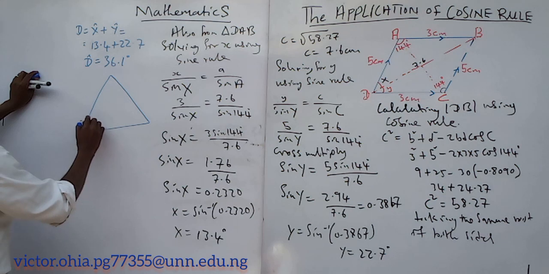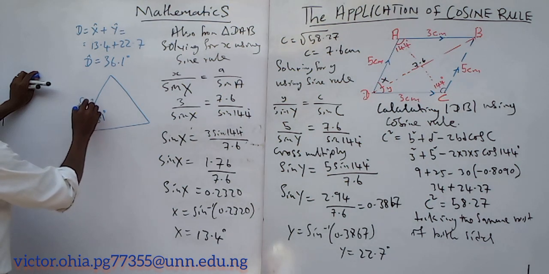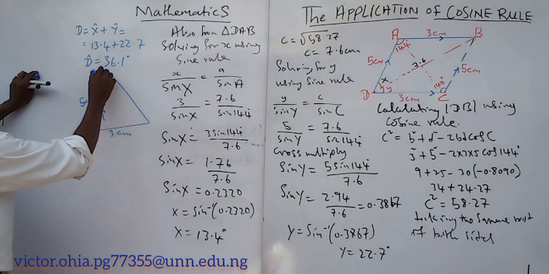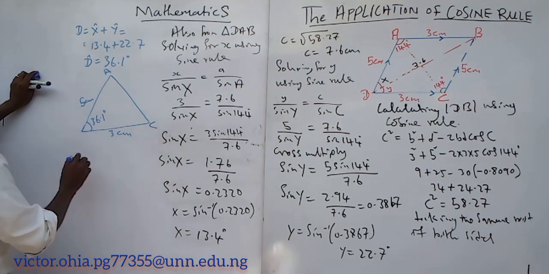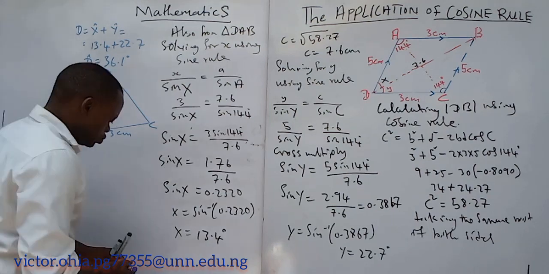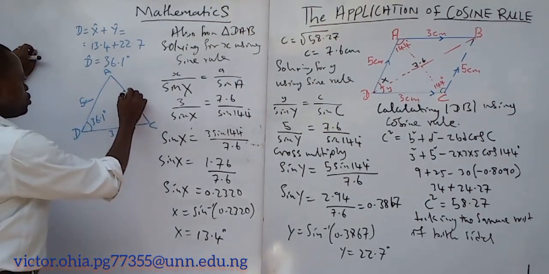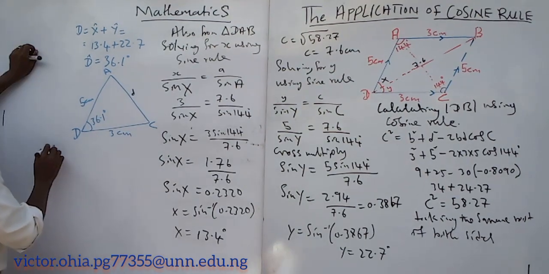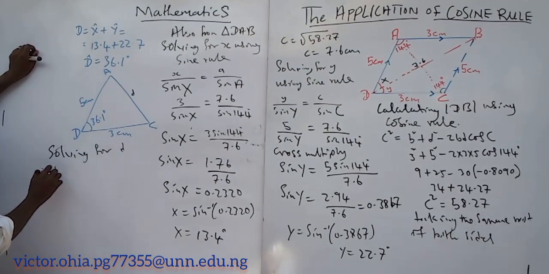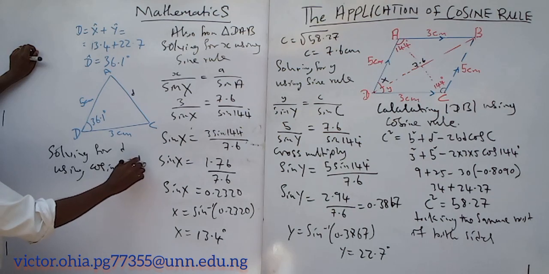And here is 36.1 degrees. This is 5 cm, and this is 3 cm, and this is the second diagonal AC we are talking about, and here is D. Can you see that? That's exactly what we want to calculate. So this will be small letter d. So I will say solving for d using cosine rule. You see, we are back to cosine rule.